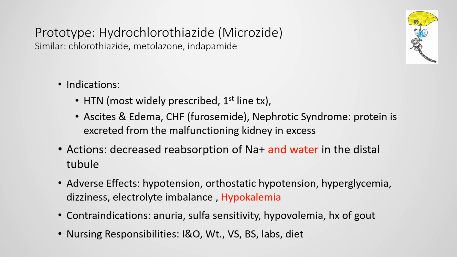And also a history of gout. So why would you not use this with a history of gout? Well, thiazide diuretics cause an elevation of uric acid in the bloodstream. And uric acid is the chemical in the bloodstream that leads to gout in joints, so inflammation in the joints from uric acid. So if someone has a history of gout, hydrochlorothiazide would be avoided.